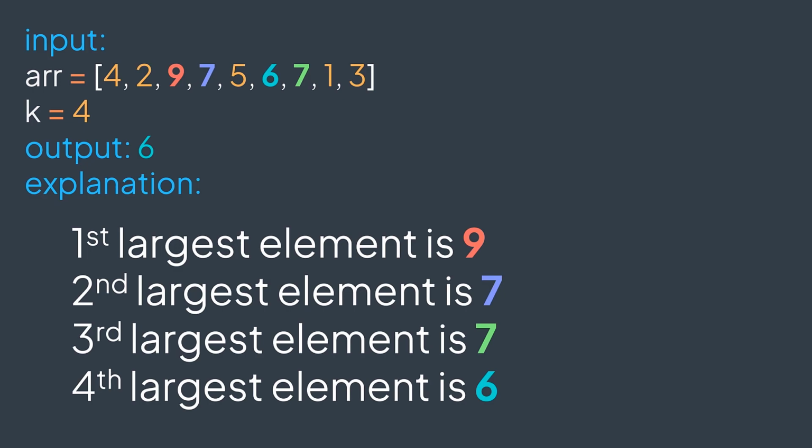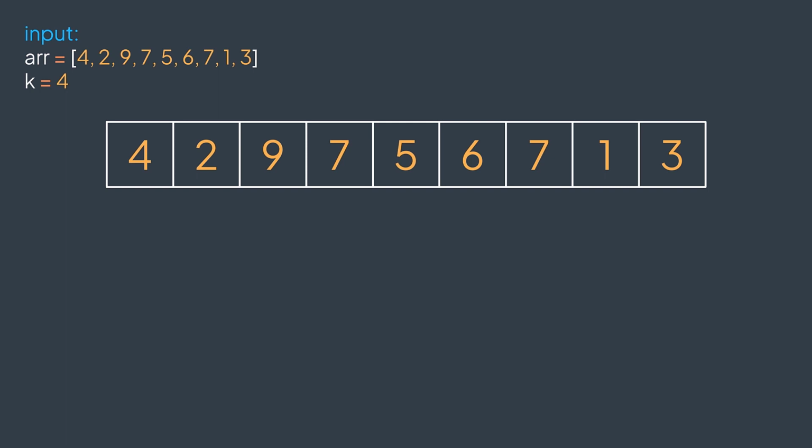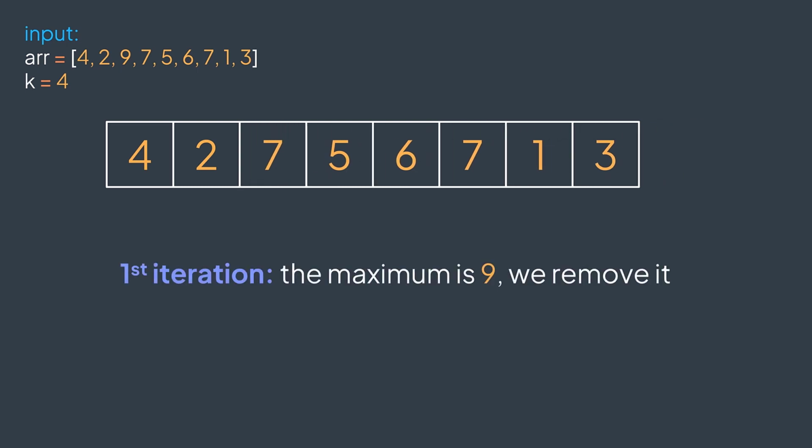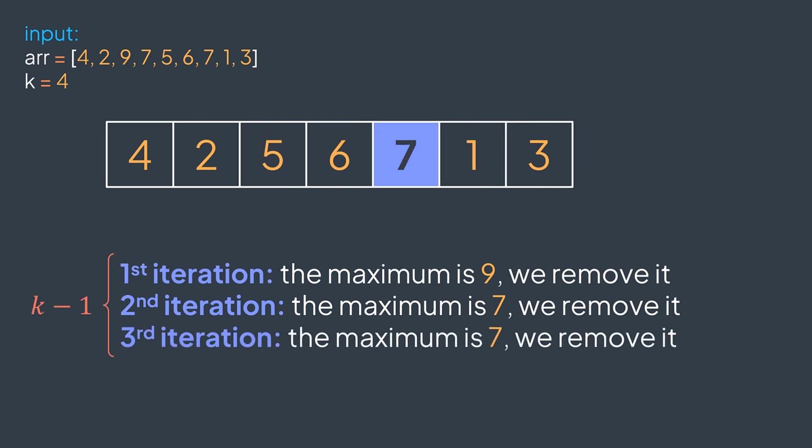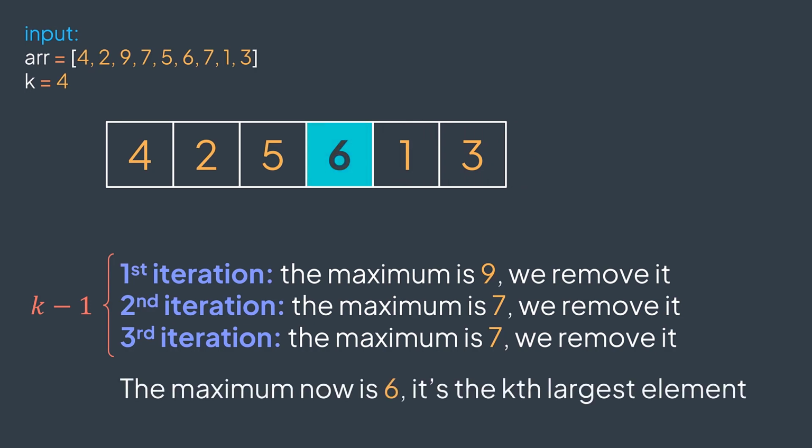A first possible solution that we may think of is to remove the maximum element k minus 1 times, because after doing so, the next maximum represents the kth largest element. For example, with our array, k is 4, so we remove the maximum element 3 times. First iteration, max is 9, we remove it. Second iteration, max is 7, we remove it. Third iteration, max is 7, we remove it. Now that we finished the 3 iterations, the maximum in the remaining elements is the kth largest element of the original array. It's 6 here. We return it.